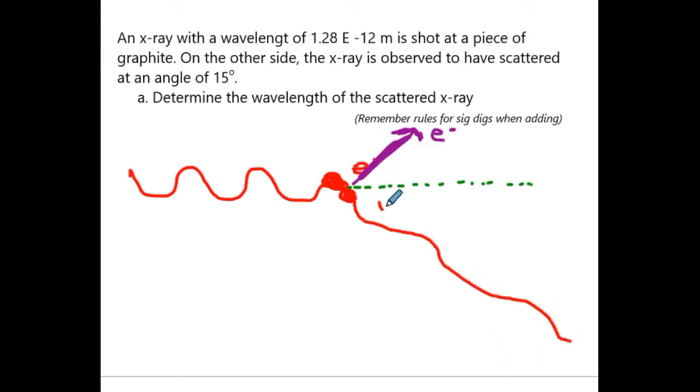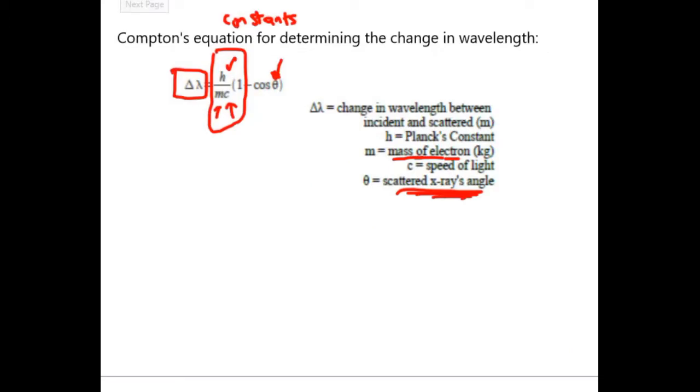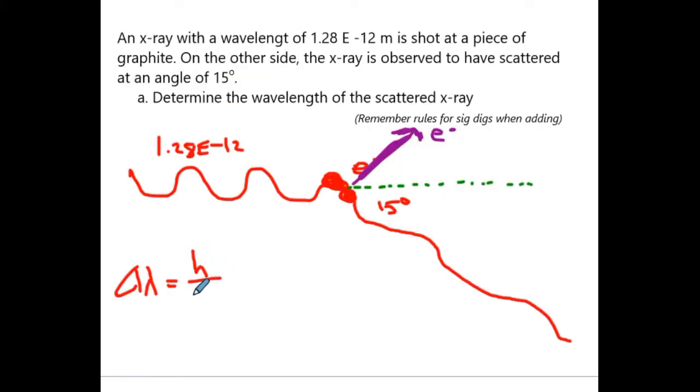And what I get to know is that the angle is 15 degrees. The initial wavelength was 1.28 times 10 to the minus 12, and that's really all we need. So step one, let's find the wavelength of the scattered X-ray. I know it's going to be longer than it originally was, so let's try our formula. The formula is that your change in wavelength is equal to, just remind myself, h over mc, which is really its momentum, by the way. mc is mass times velocity, it's its momentum. And then 1 minus cosine theta.